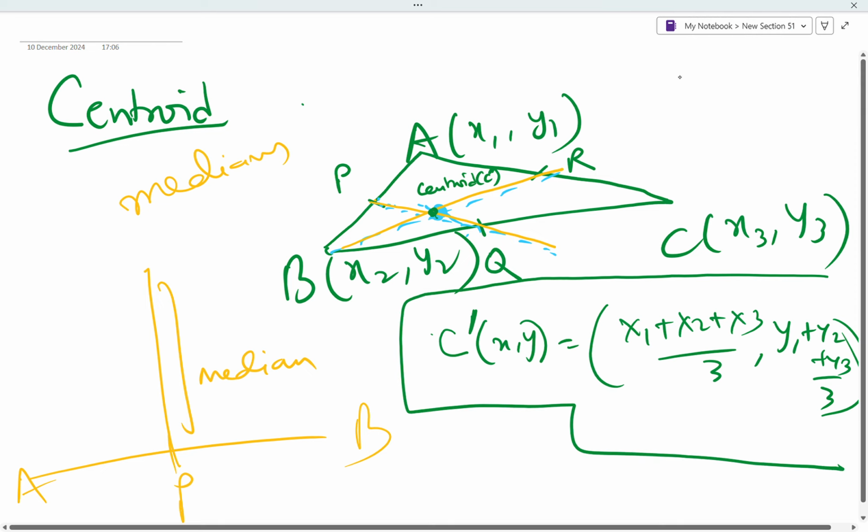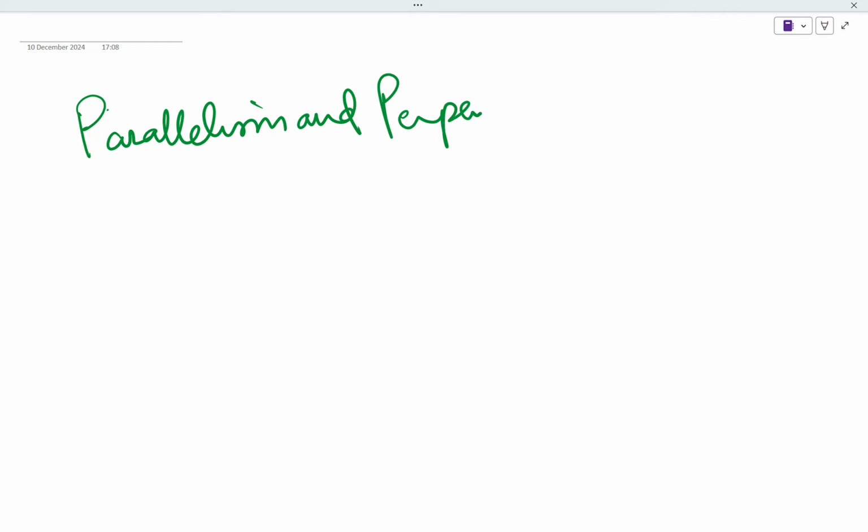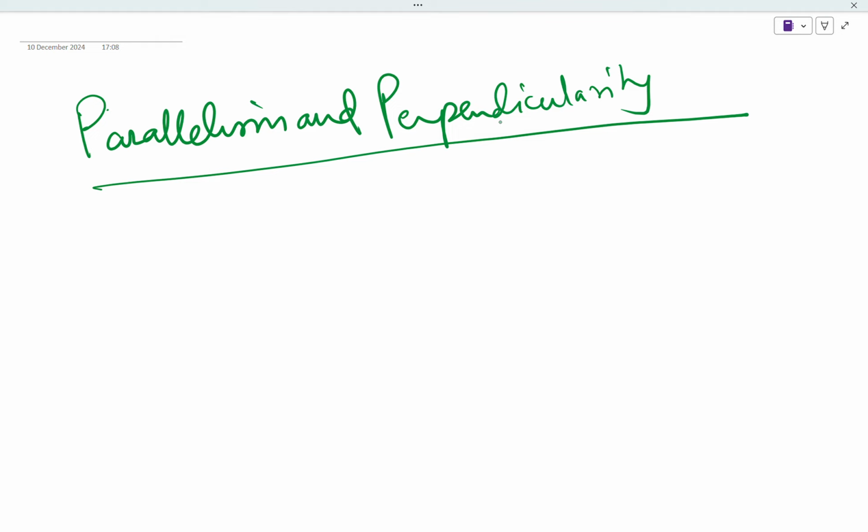Alright. Now let's discuss one more important concept, which is parallelism and perpendicularity. This is also a very important concept within the chapter of equation of a straight line, and you get at least one question in your ICSE exam from this concept. So it's very, very important.